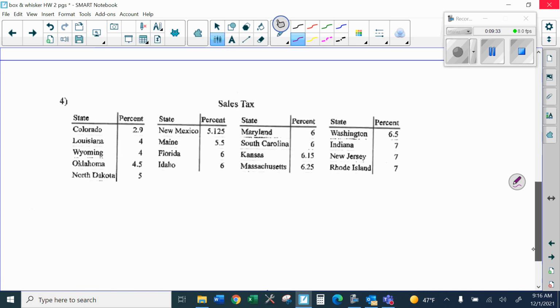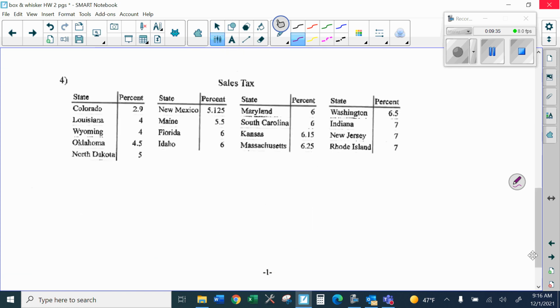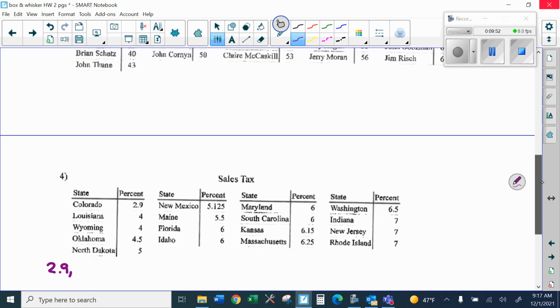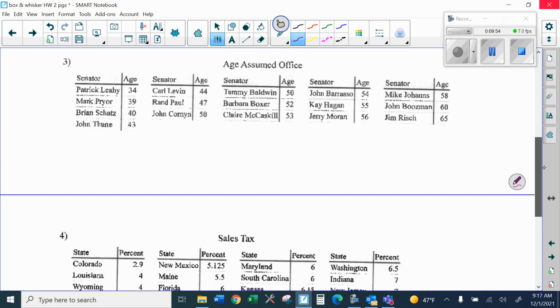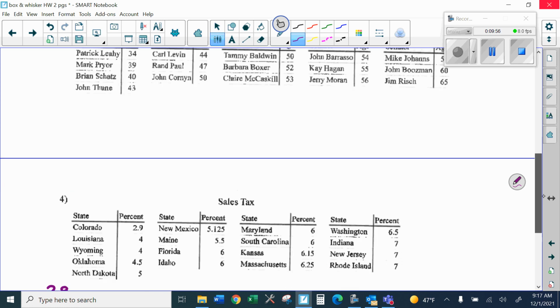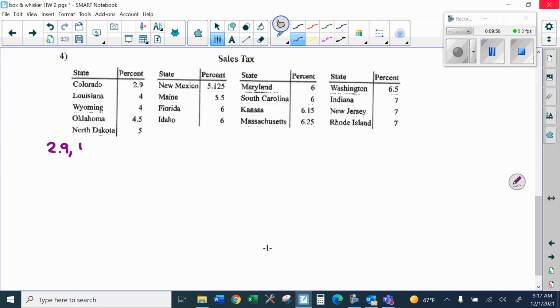Let's go to this bottom one here. So again, I have to arrange it in order from smallest to greatest. Now notice on this one, it already is in that order for us. We just now have to arrange them horizontally. So 2.9. Was this one also given to us? Yes, this one's also given to us in nice numerical order for us.